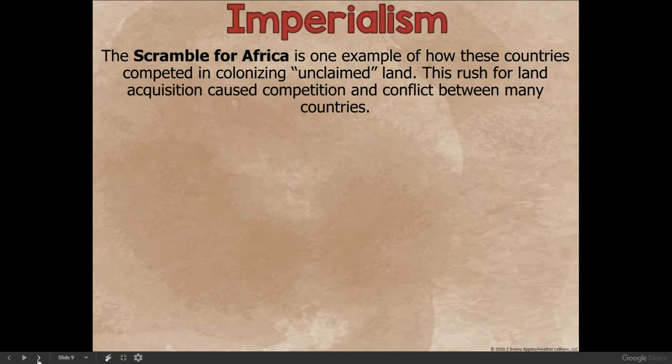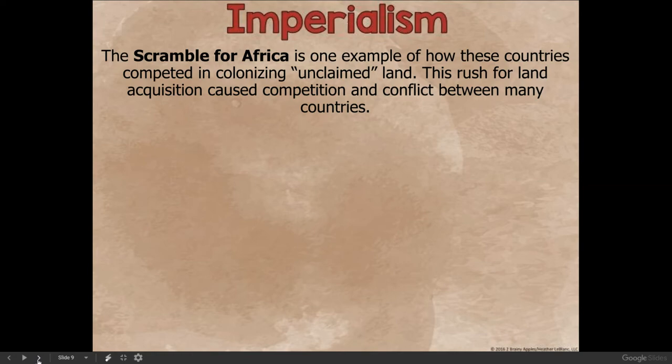The scramble for Africa is all the European countries kind of competing with one another to claim what they said was unclaimed land. Now, we know that it wasn't actually unclaimed. There were tribes and there were different groups of people already living all throughout Africa. And this competition between these countries to colonize Africa and other parts of the world is going to lead to conflict between those countries.